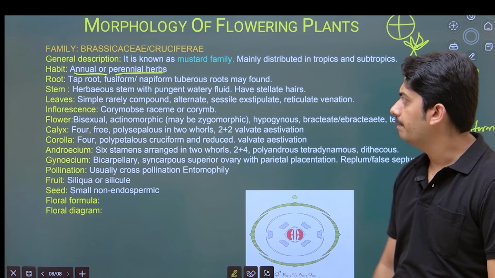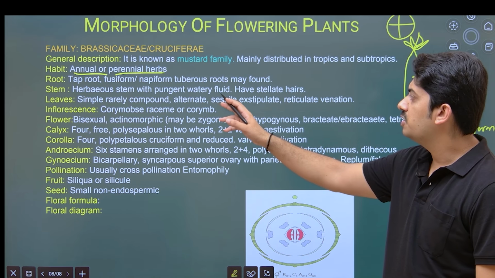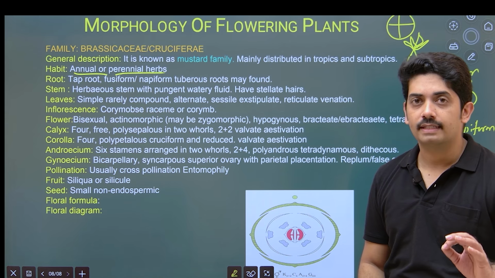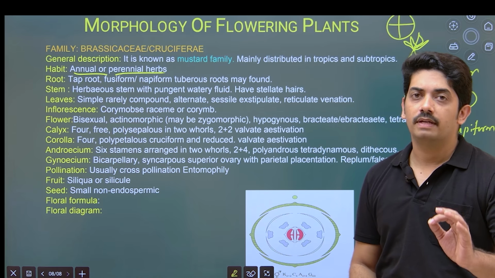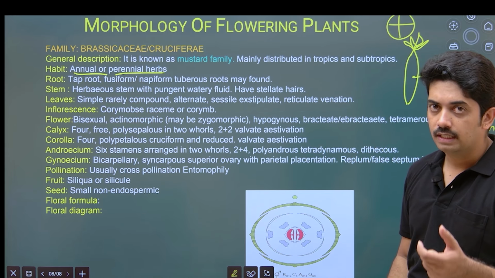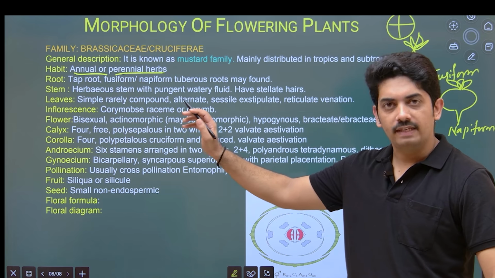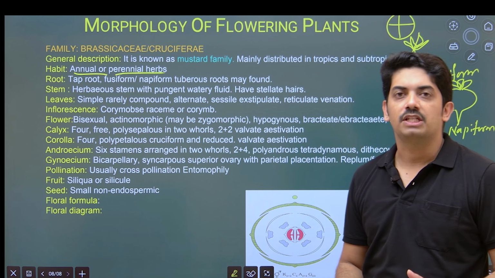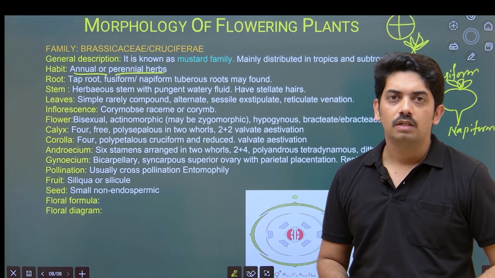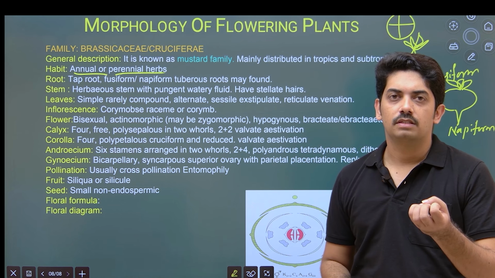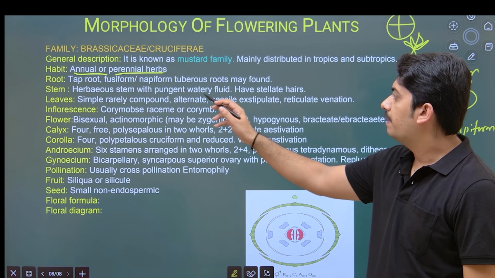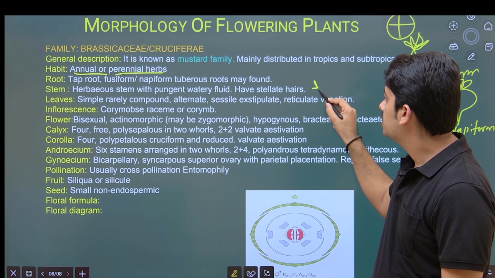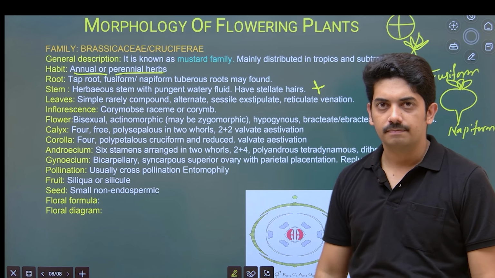Now coming to stem: herbaceous stem with pungent watery fluid, have stellate hairs. All the characters are important. Make sure you are aware of all the words at the end of this description. Herbaceous stem, weak stem, with the pungent watery fluid. Whenever we cut the radish for any preparation of food, we can smell the root, right? That is the pungent, means smelly. Have stellate hairs, means star-shaped hairs are present.